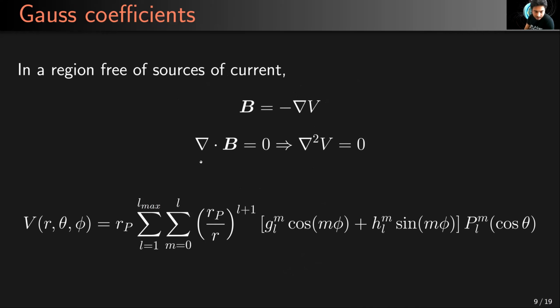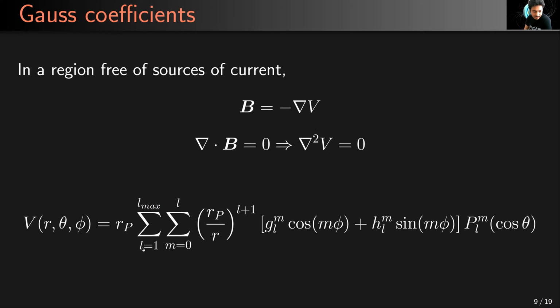And since we don't have any magnetic monopoles, you can derive that the potential satisfies this equation: the Laplacian of the potential is 0. And that can be solved in a standard way, and solving that gives you that solution. Now, what's important about the solution are two things. One is that you have these coefficients dependent on two indices, L and M. For those familiar with spherical harmonics, these are the exact same indices, L and M, of spherical harmonics.